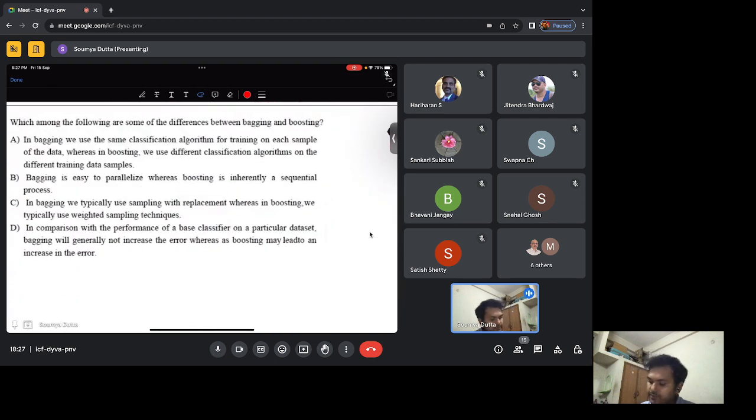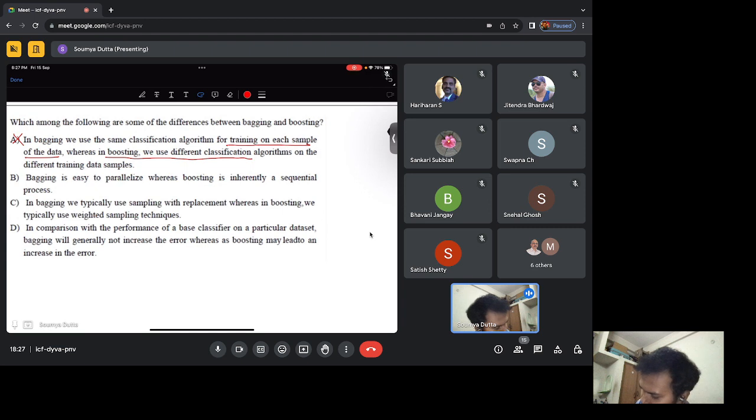Right. So the next question is, which among the following are some of the differences between bagging and boosting? The first point is, in bagging we use the same classification algorithm for training on each sample of the data, whereas in boosting we use different classification algorithms. Of course, this is not correct. In boosting also we use the same classification algorithm for all stages, for all the training data samples.